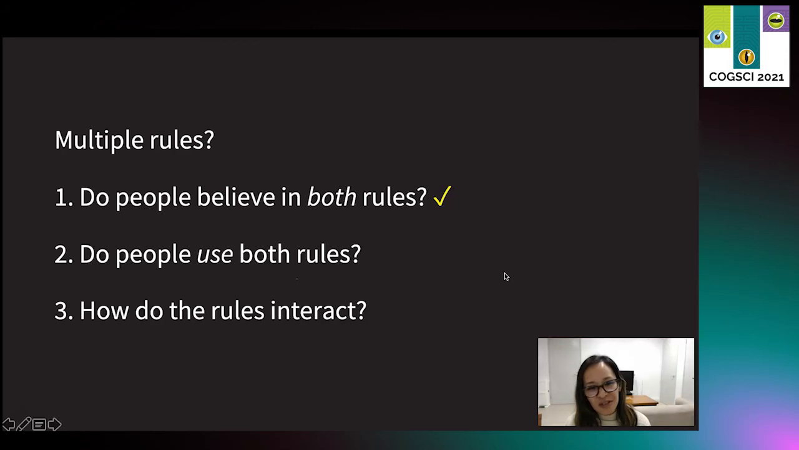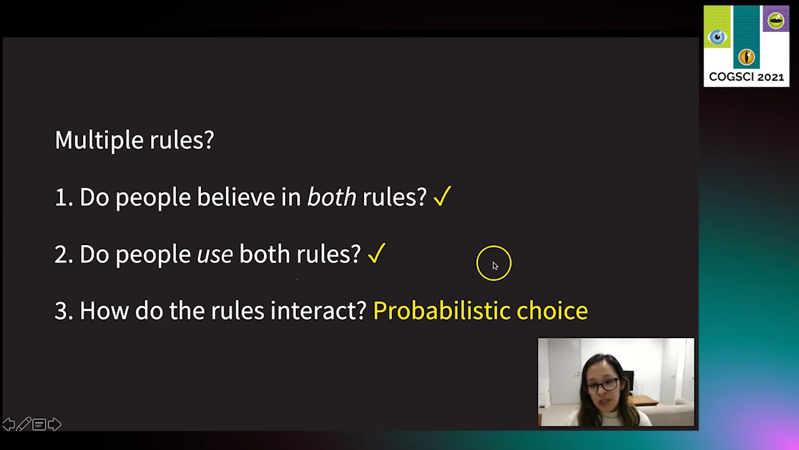So to answer our questions from before, do people use both rules? It appears that they do, because the model that won was the one which incorporated multiple experts, and the single expert model really didn't do that well in terms of predictive accuracy. So how do the rules interact? The probabilistic choice model won over the weighted average model. So it appears that participants sample between experts on each trial when they generalize.